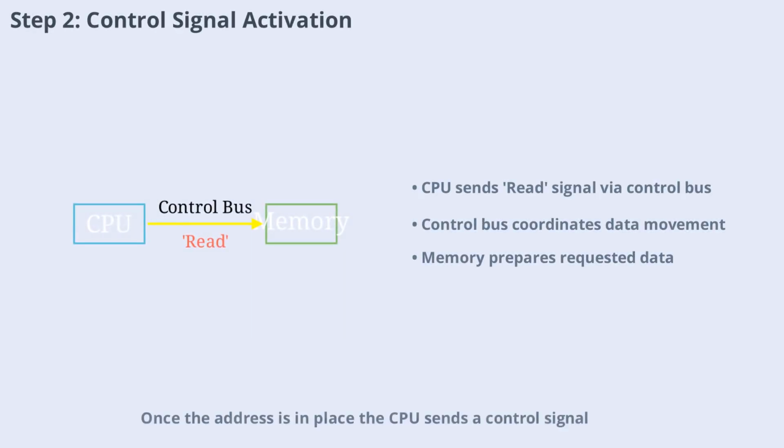Once the address is in place, the CPU sends a control signal, typically a read command, to the memory. This signal travels via the control bus, instructing the memory to prepare the requested data for transfer. Control signals are like traffic lights, coordinating when data can move and preventing conflicts on the bus. With the command given, the memory is ready to send the data out.